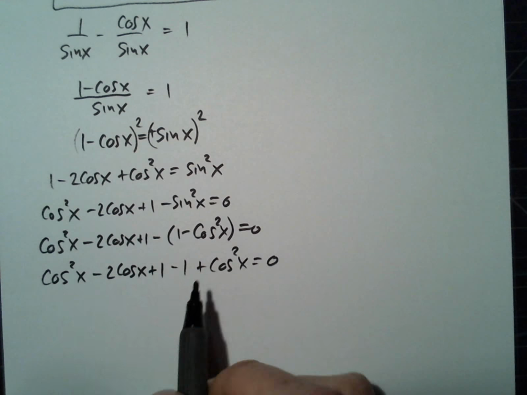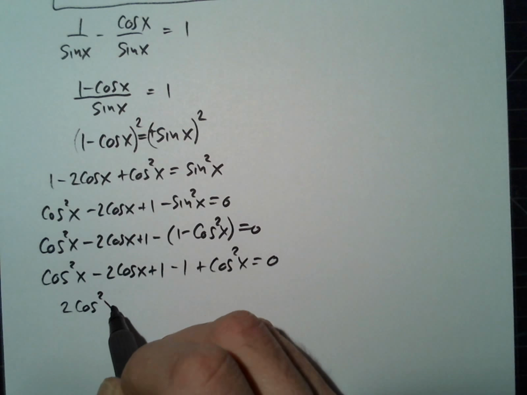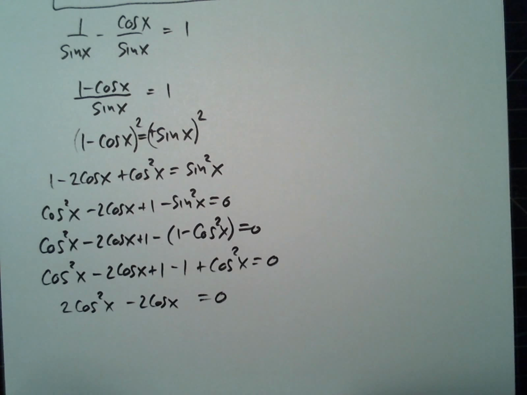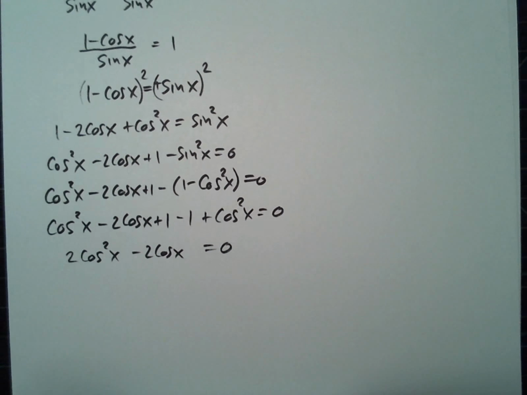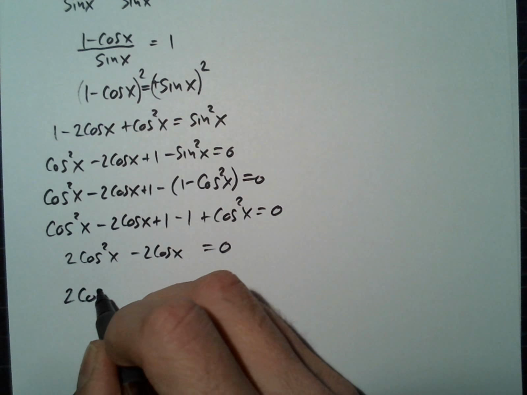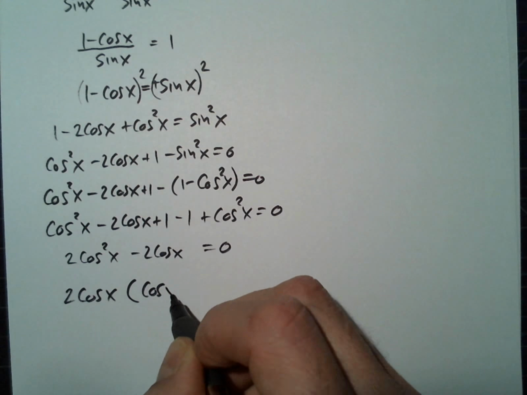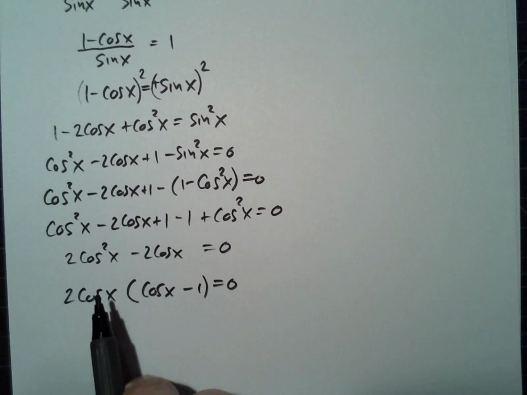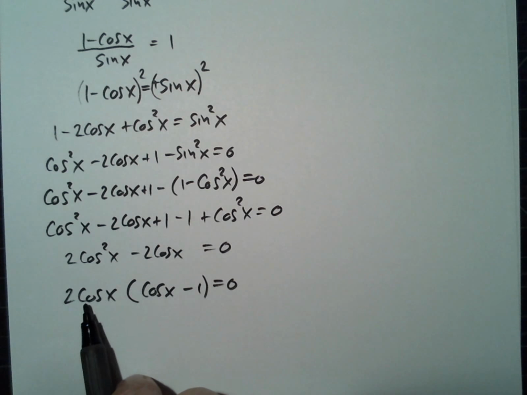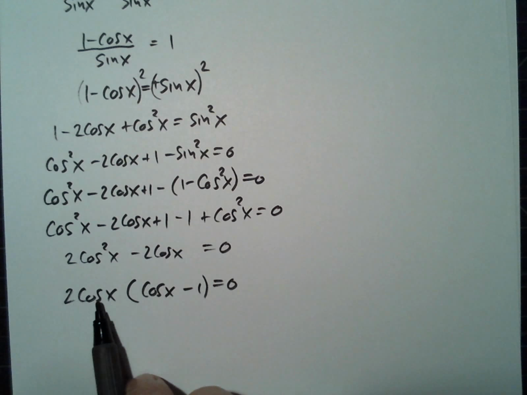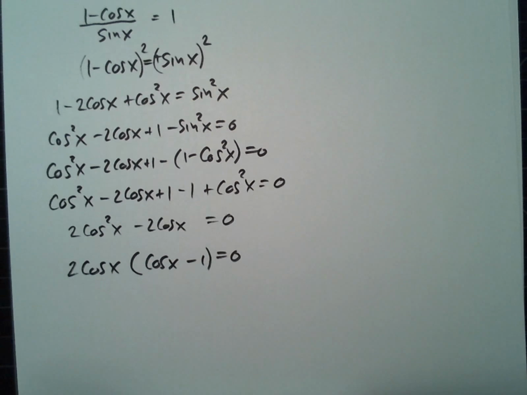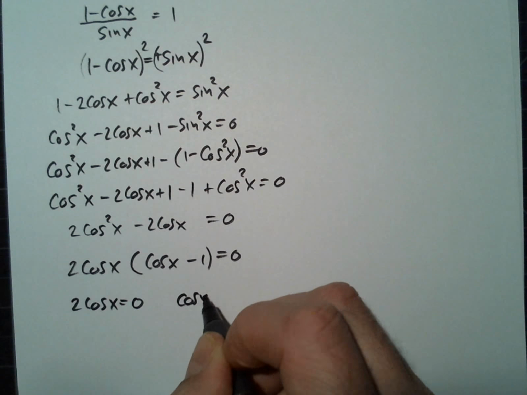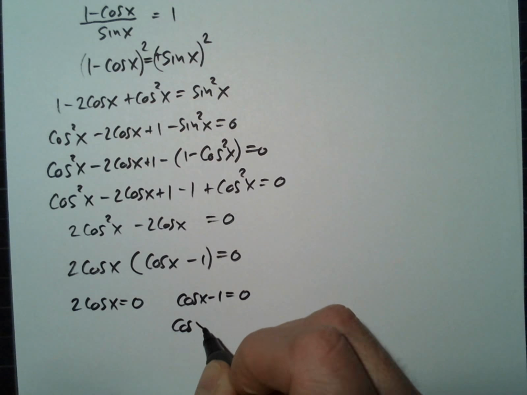So we're going to have 2 cosine squared minus 2 cosine. That'll be a 0. So now we can factor out 2 cosine. 2 cosine times cosine is 2 cosine squared. 2 cosine times negative 1 is negative 2 cosine. And then we can say that that equals 0, or that equals 0.